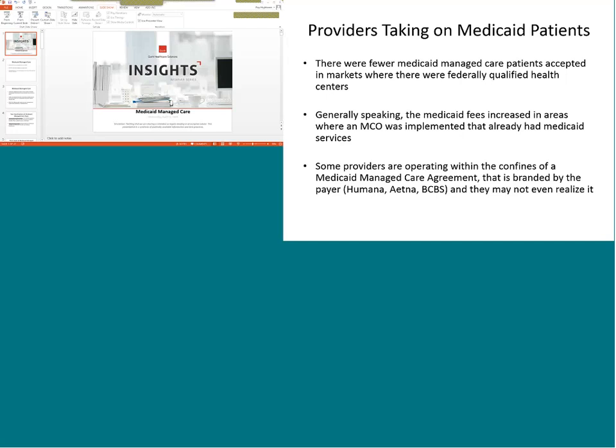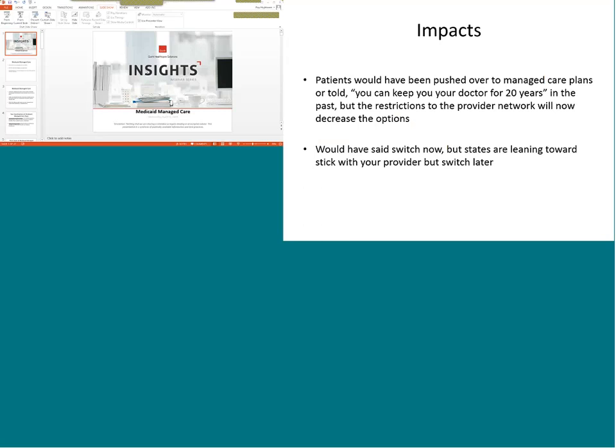And generally speaking, the fees increase in areas where MCO was implemented that had already had Medicaid services in the past, and that's due to the additional marketing by some of these plans that go under the umbrella of a large insurer. Some providers are operating under the confines of the Medicaid Managed Care Agreement, and they don't even realize that. I said that 3 times. Just wanted to really pound that point in because it is important.